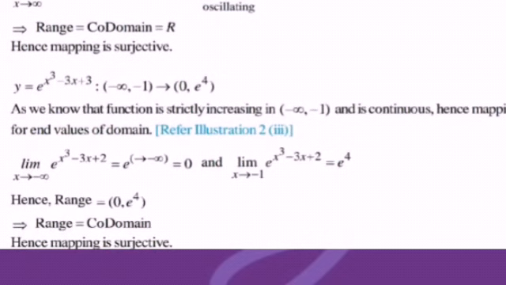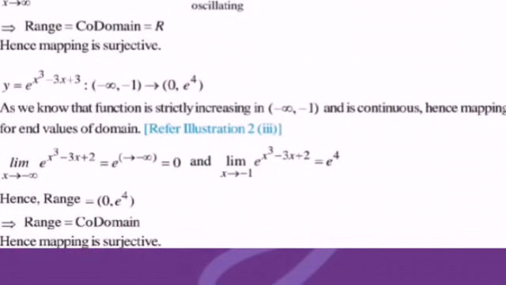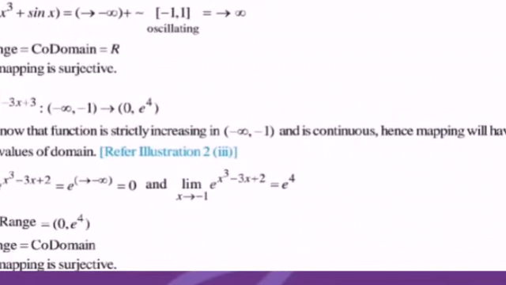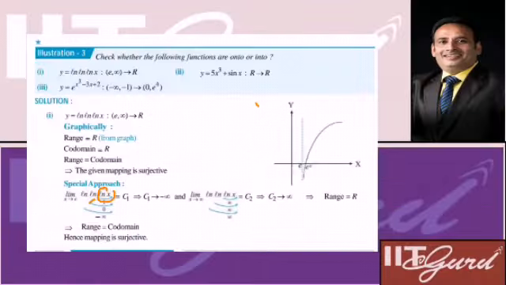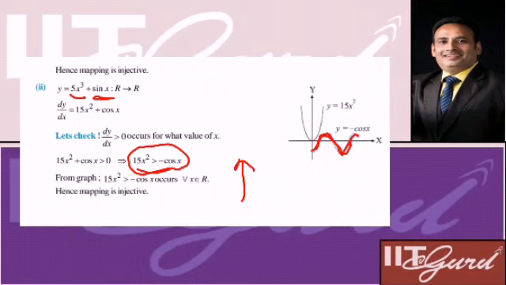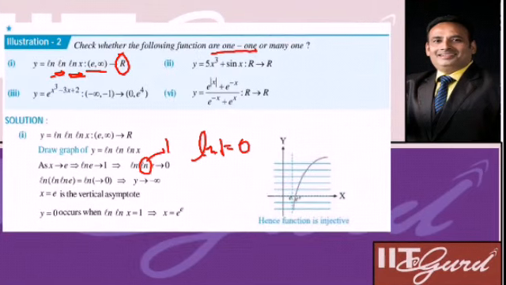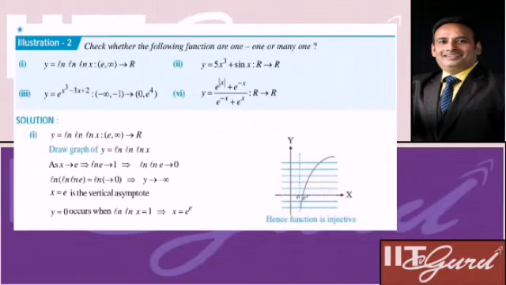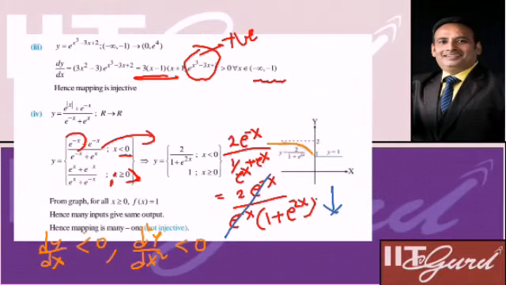Minus infinity to minus 1 is the domain, and the range is 0 to e to the power 4. As we know, that is strictly increasing from minus infinity to minus 1, and it is continuous. Hence we can say that it is minus infinity to minus 1, right? But here in the question, for the injective function, what we were considering was this function, minus infinity to minus 1, fine.